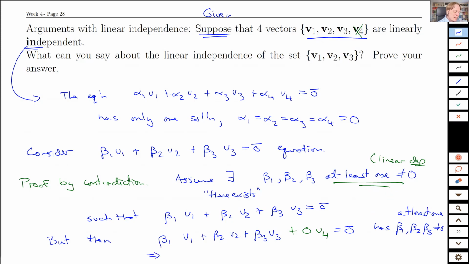But think about what that tells us about this four vector set. One of these values is non-zero. It doesn't matter which. At least one of the coefficients is non-zero, and I get a 0 vector in the end. That would mean that the set v1 to v4 is linearly dependent.